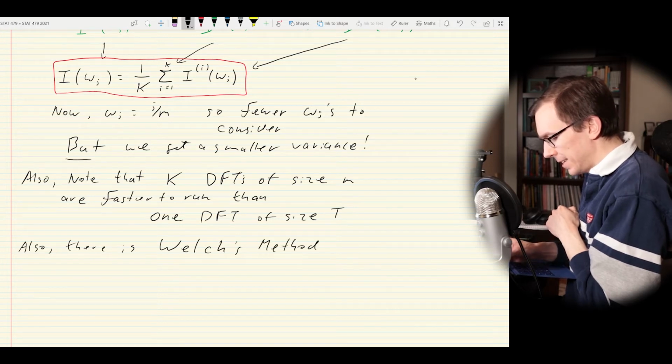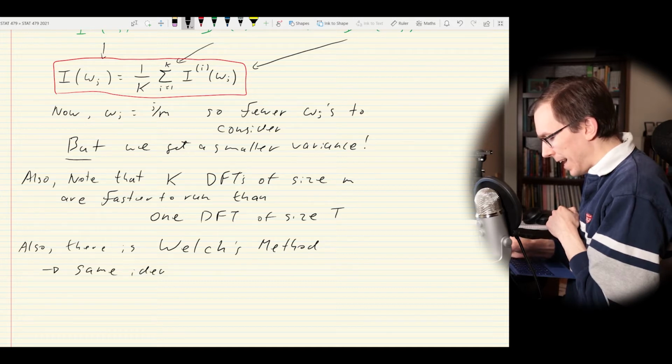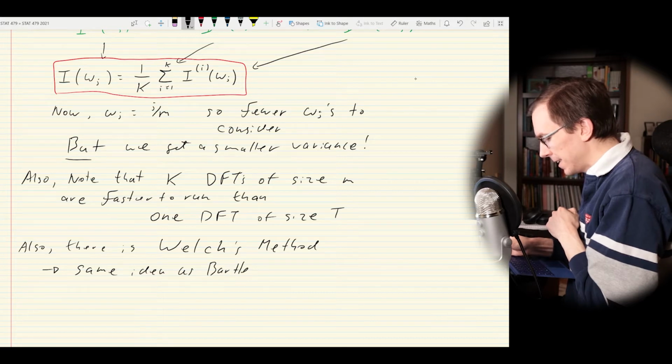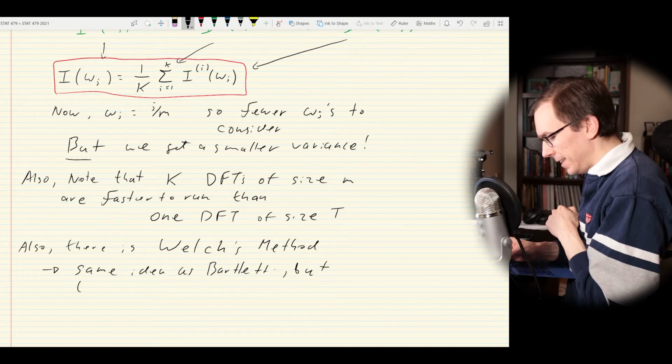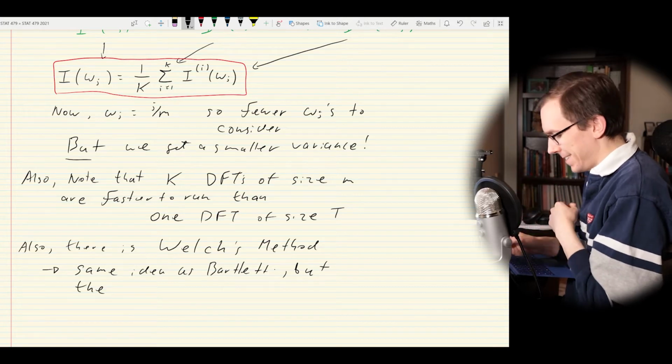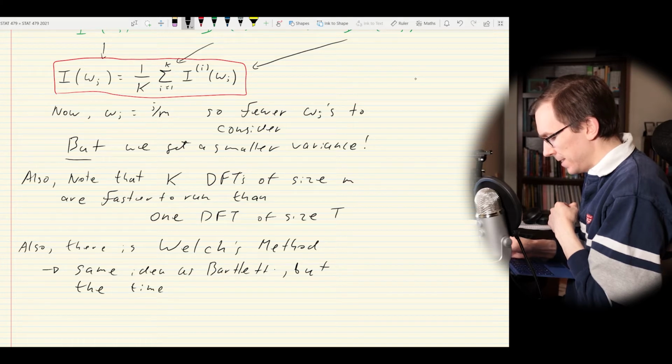And this is the same idea as Bartlett, but the, I guess, time series pieces can overlap.